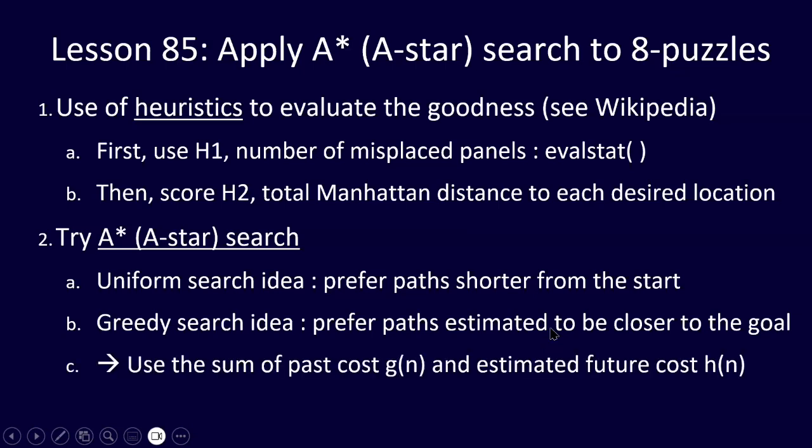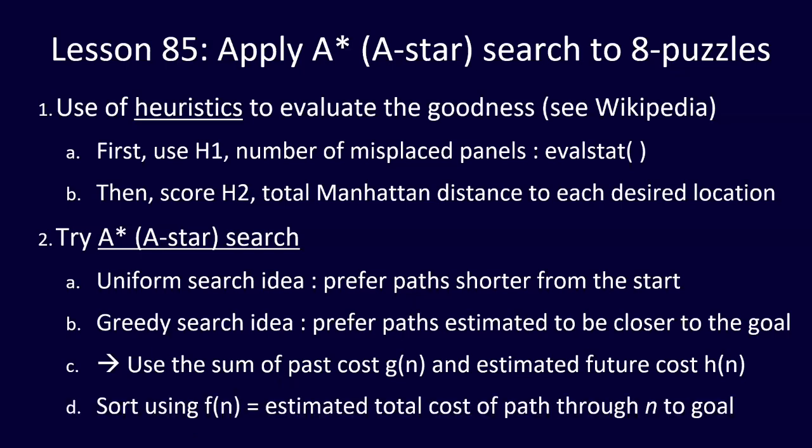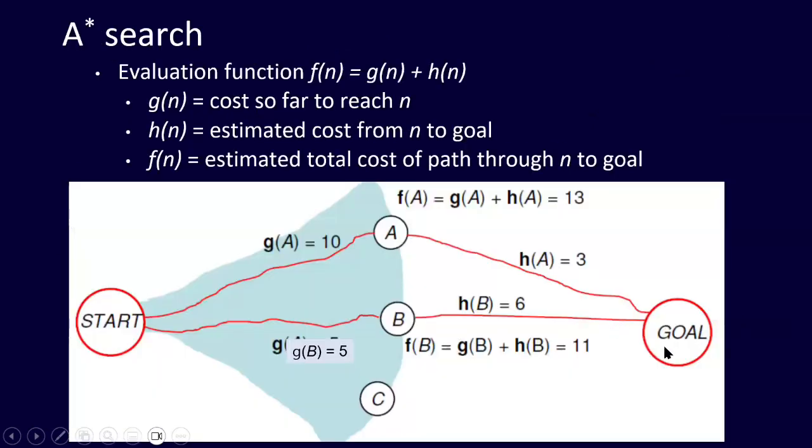So the A star search idea is to use both of them. Use the sum of past cost and estimated future cost. Past cost is G and estimated future cost is H. Use the sum as the estimated goodness, and sort using Fn, which is the estimated total cost of the path through n to the goal from the start. Okay, so let me show this slide.